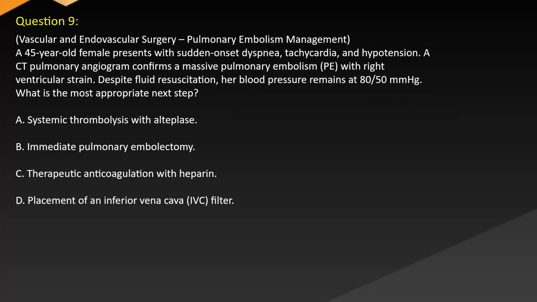Question 9. Vascular and endovascular surgery. Pulmonary embolism management. A 45-year-old female presents with sudden onset dyspnea, tachycardia, and hypotension. CT pulmonary angiogram confirms massive pulmonary embolism (PE) with right ventricular strain. Despite fluid resuscitation, her blood pressure remains at 80 mmHg. What is the most appropriate next step?